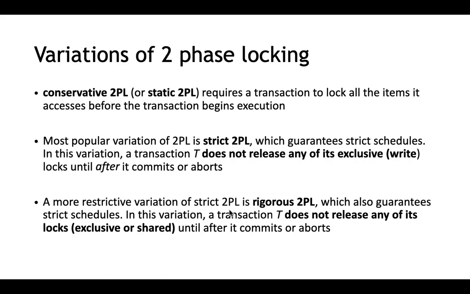In ordinary two-phase locking, once the operations are completed, we can start releasing the locks. In strict two-phase locking, once the operations are completed, we can start releasing the locks, but the exclusive or write locks are not released until the transaction commits or aborts. In rigorous two-phase locking, the locks are not released until the transaction commits or aborts. Neither the shared nor exclusive lock. No lock is released in rigorous two-phase locking. So hope that the variations of two-phase locking are also clear to you. Thank you.